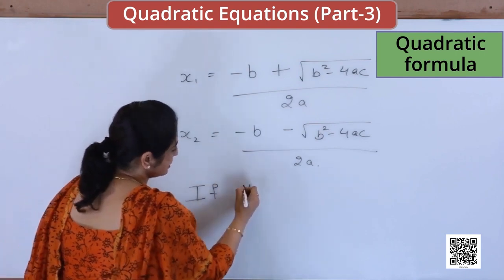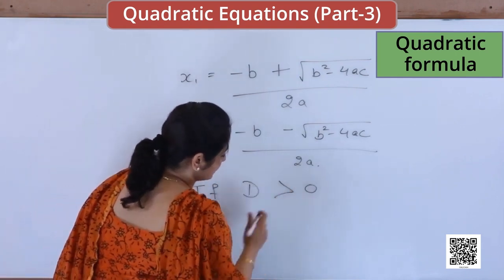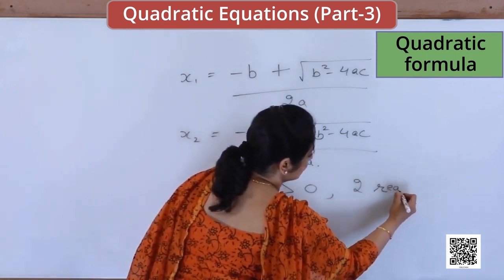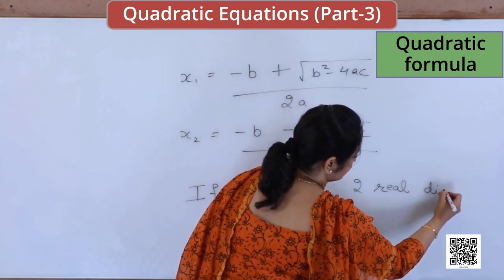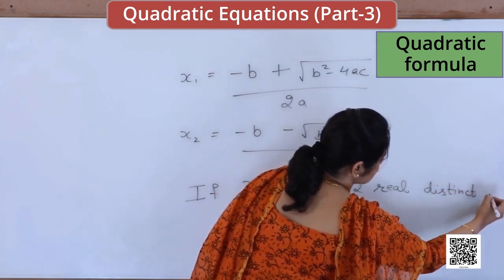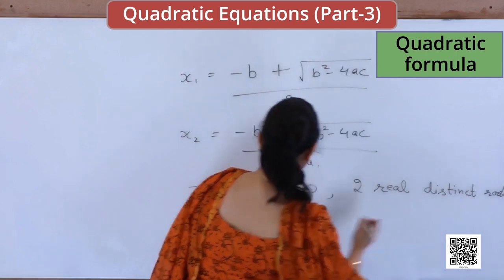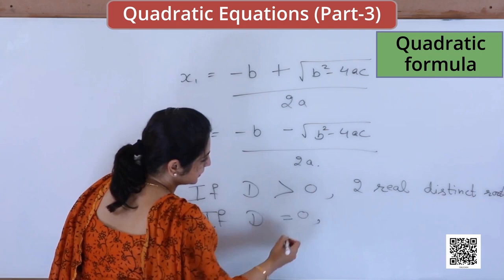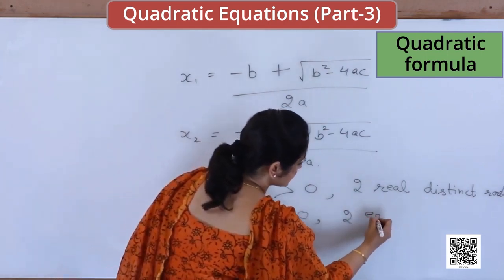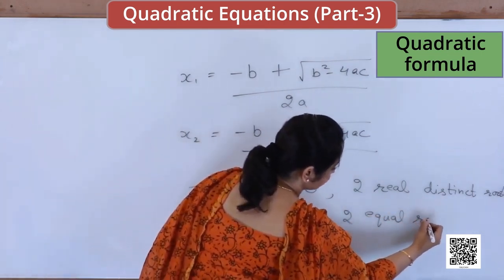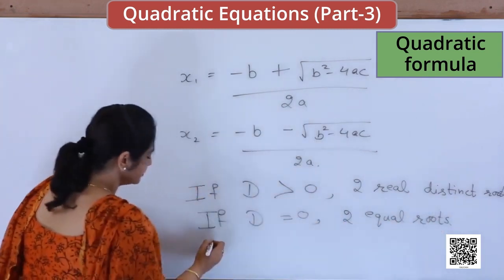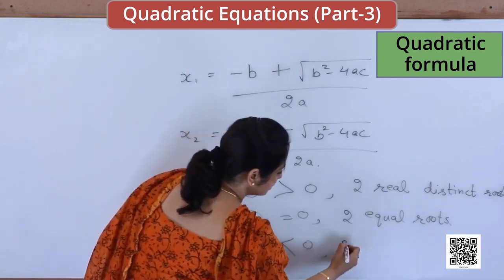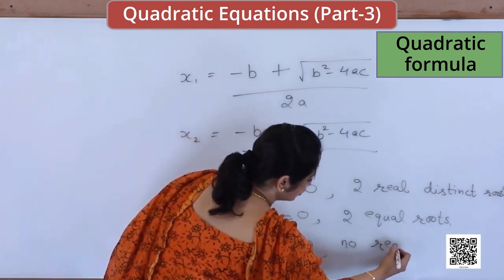And if discriminant is greater than 0, that is, it is a positive number, then we get two real distinct roots, two different roots, distinct roots. And if discriminant is equal to 0, then we get two equal roots like we just saw. And if the discriminant is less than 0, that is a negative number, then we do not get any real roots, no real roots.